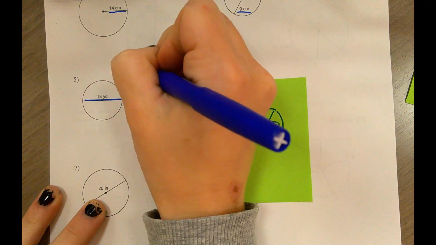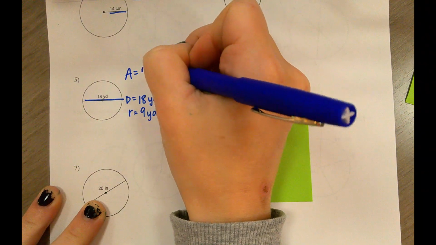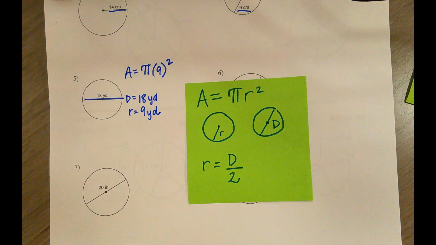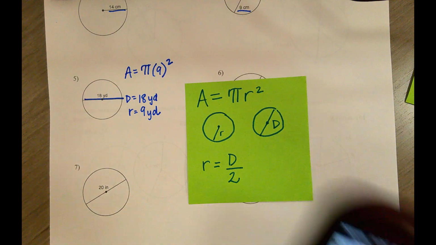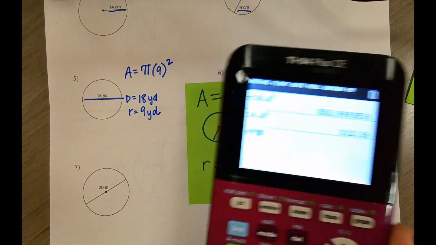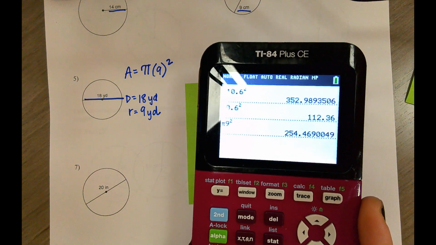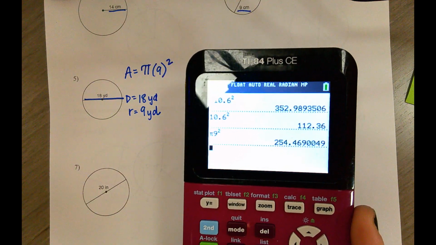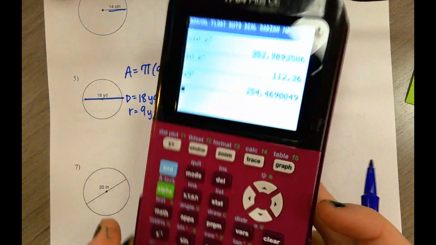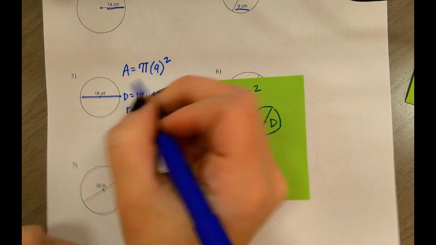Area equals pi times, don't use diameter, pi times 9 squared. And when I type that in, remember I'll hit second up arrow for pi. 9 squared. And I get approximately 254.47. I know the directions said to round to the nearest tenth. So if I were to do that, we could say 254.5. We'll go with that.